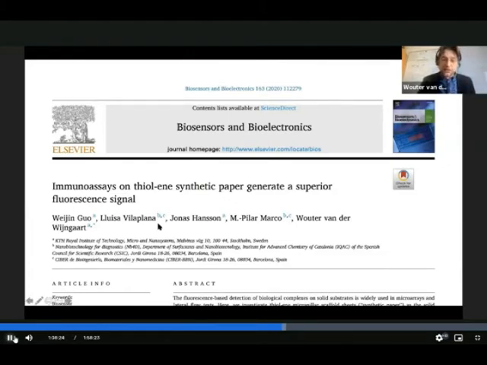I show this paper here because I want to highlight that the assay for the antibiotics was developed by Luisa Villaplana and Pilar Marco, and they work at CSIC in Barcelona.